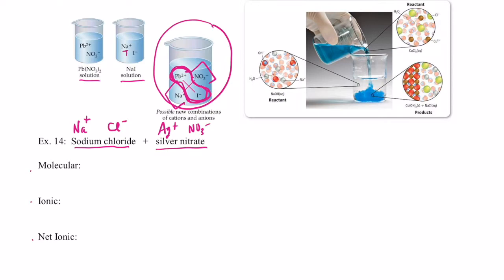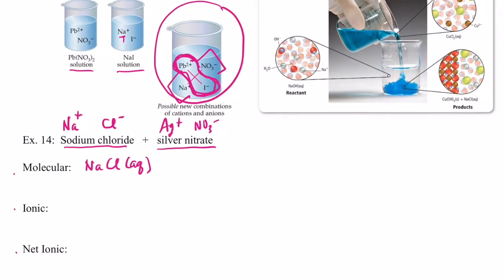Now that's going to help me write my formulas in the molecular equation. So sodium chloride is NaCl. Now we know that that dissolves in water, so I'm going to put the letters aq after that, meaning that water molecules can surround those ions and dissolve the sodium chloride crystal. And I'll do the same for silver nitrate. Silver's 1 plus, nitrate's 1 negative, and that's also, according to my solubility rules, soluble in water.